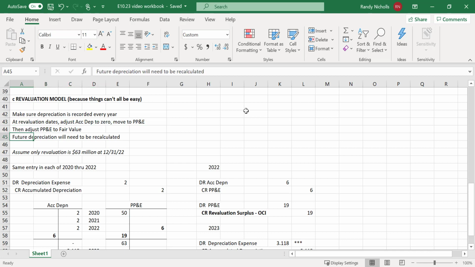And then always remember, in the future, you're going to recalculate your depreciation because now you have a different book value, right? You have a different carrying amount. Now, revaluation is different than fair value. If you're using the fair value method, you have to revalue every year end, right? Find a fair value at every period. Revaluation, you only have to do it regularly, I think is the term they use. So let's assume the only revaluation we are going to have is at the end of 2022, when we get the property appraised at 63 million.